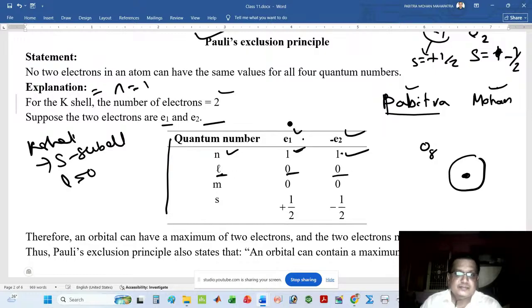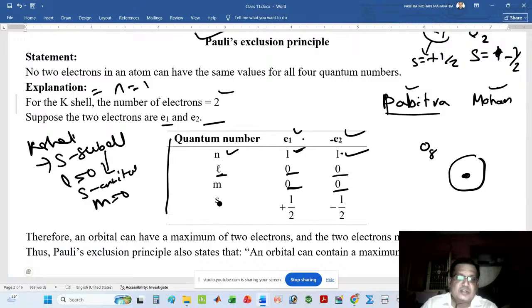Next, suppose we think about the magnetic quantum number. The magnetic quantum number indicates the orbital. The s subshell has just one orbital, that is the s orbital. For the s orbital, we know that m is equal to 0. For E1, m is equal to 0. For E2, m is also equal to 0.